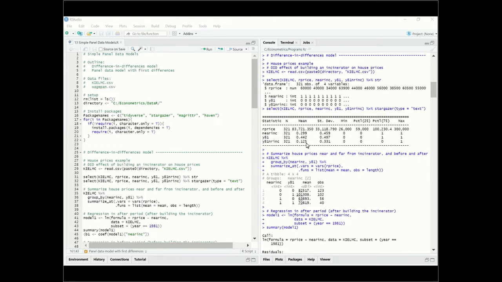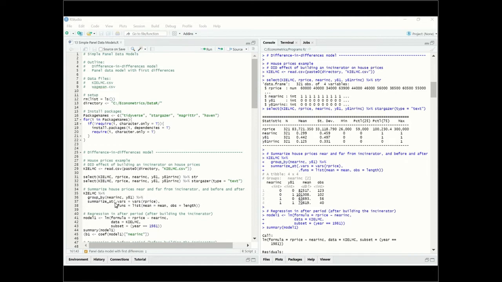Okay, so now what we want to do next is summarize house prices near and far from the incinerator in the before and after period. So again, we have two periods, before and after, and whether or not the houses are near or far from the incinerator. We first want to get some descriptive statistics for that. So from the data frame that we have above, we want to first group the data by near the incinerator, and then also by year 81, that's the dummy variable. And then we want to summarize it.